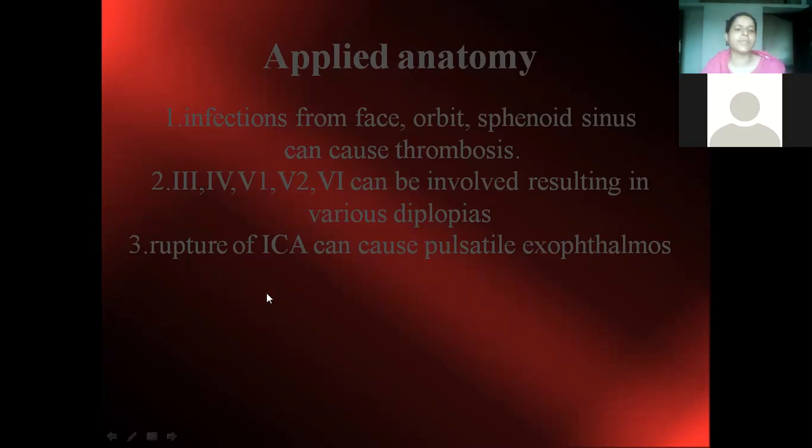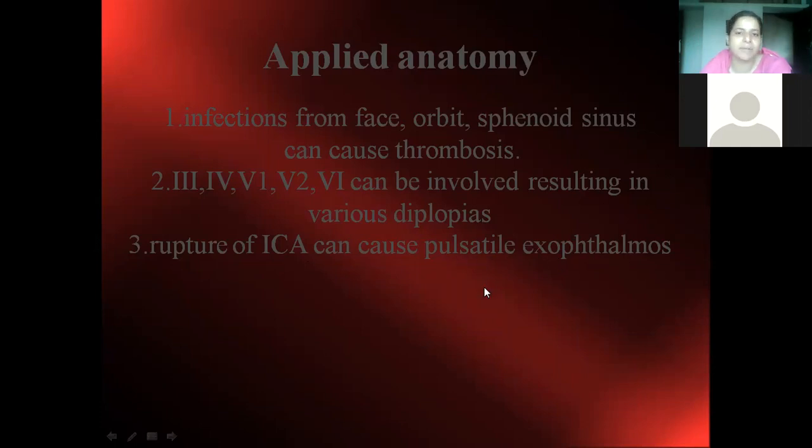Okay. Then sometimes, we know the internal carotid artery is very closely related to the cavernous sinus. If it is ruptured due to road traffic accidents where head injury is there, it can cause pulsatile exophthalmos. In the sense, the eyeball will bulge outwards with each beat. Because here the ophthalmic artery and the internal carotid artery communicate, and with each heartbeat the eyeball protrudes outside.